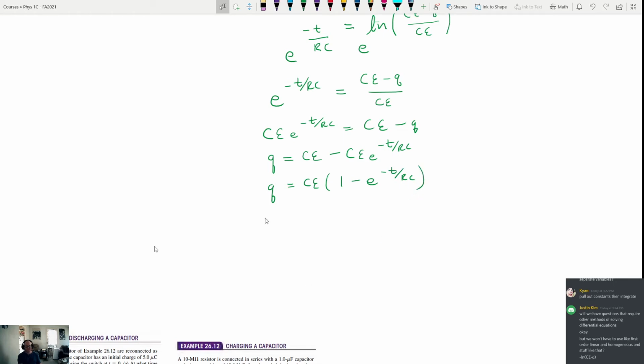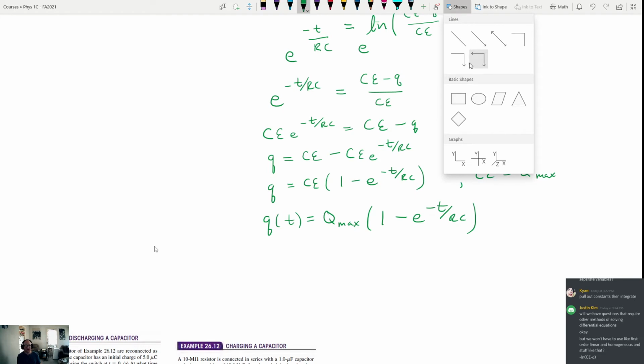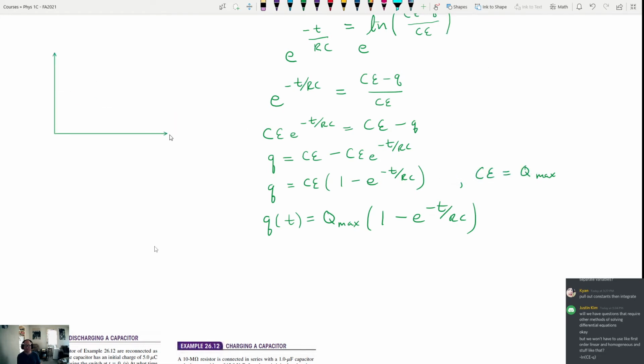Okay, and now we've actually got our answer. Q of t, the charge on the capacitor as a function of time, is equal to C times E, which we said from before was equal to Q max, right? So I'm just going to write it like this: Q max multiplied by 1 minus e to the negative t over RC.